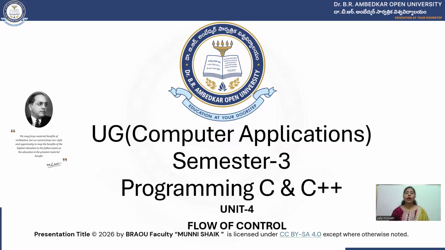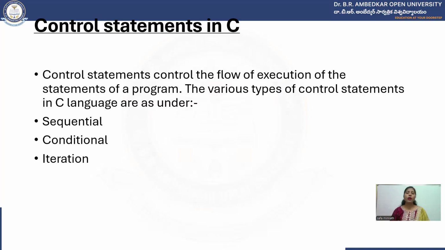In flow of control, in our syllabus, first of all we have control statements. Control statements control the flow of execution of the statements of a program. So whatever statements you have given in your program, the flow of execution will be order-wise, sequentially, one by one. In this, we have three types: sequential, conditional, and iteration.